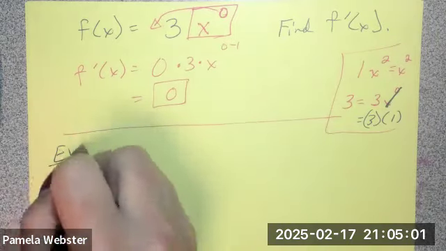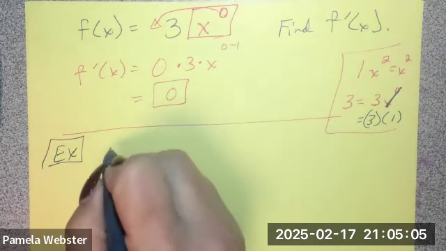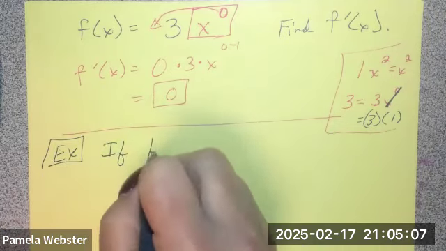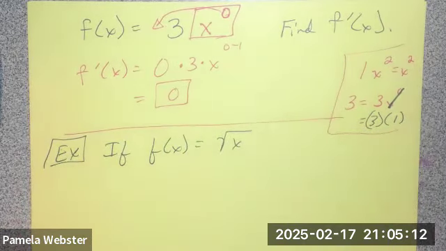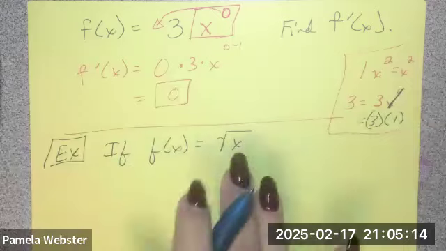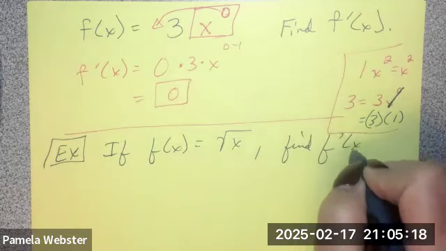Some other exponent rule. Now you see why I was like, know your exponent rules, know your exponent rules, because it comes back to haunt us right here when we start dealing with derivatives. Okay, if f of x equals square root of x, then find f prime of x.